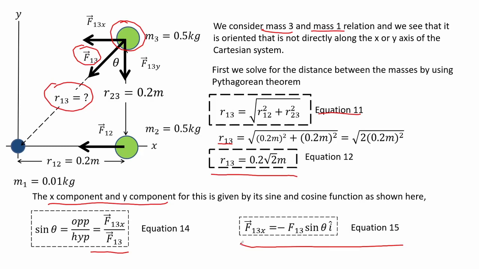We see that the orientation of the x component would tell us that it is a negative value since it is pointed in the negative x axis, so its unit vector is a negative i hat.